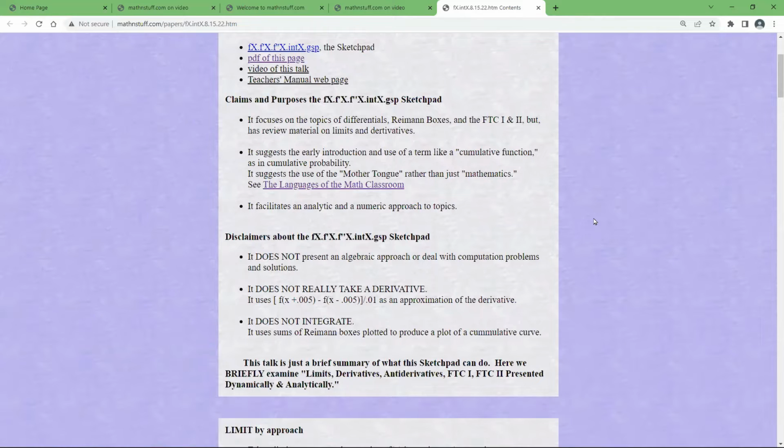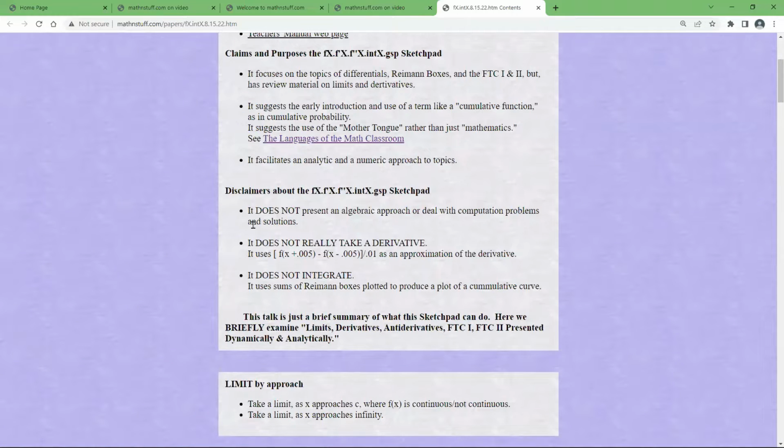What's important to know is this Sketchpad does not present an algebraic approach or a computational approach for dealing with the content. It does not take a derivative, it fakes it. It uses the slope of the secant, very close to the point of discussion. It does not integrate. All it does is plot the sum of the Riemann boxes to produce the curve.